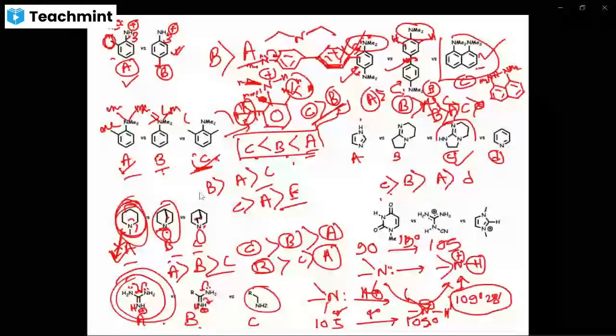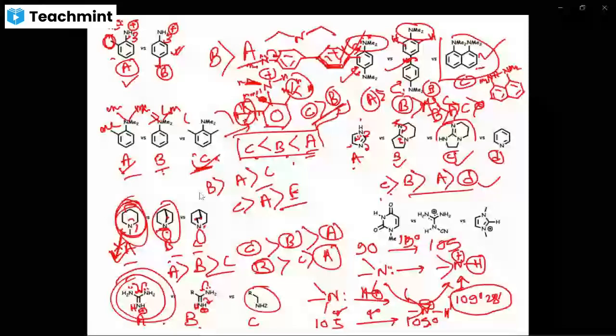But can you explain why you think B is more basic than A? Yes, so it can come this side as well as this side, right? But here it can only come this side. So everyone understand that? Okay. So this is the order. Now another one.